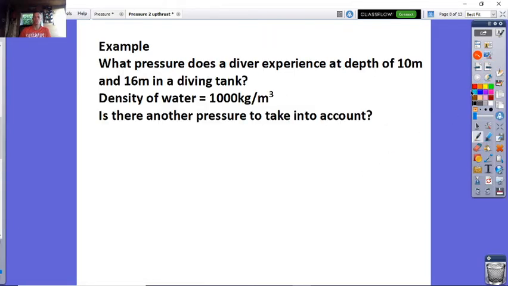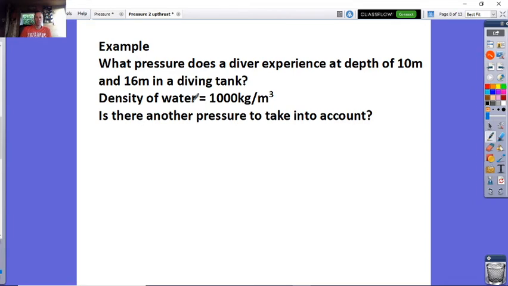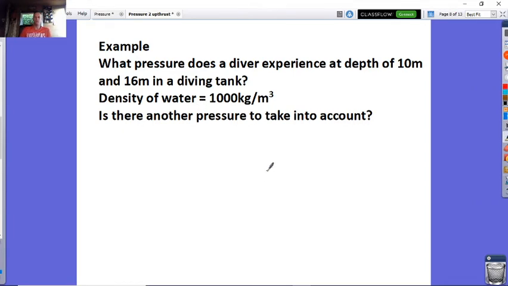And here is an example question you have to do. What's the pressure a diver experiences at a depth of 10 meters and 16 meters in a diving tank? Here's the density of water as 1,000 kilograms per meter cubed. I'll do one for you, and you can do the other one.